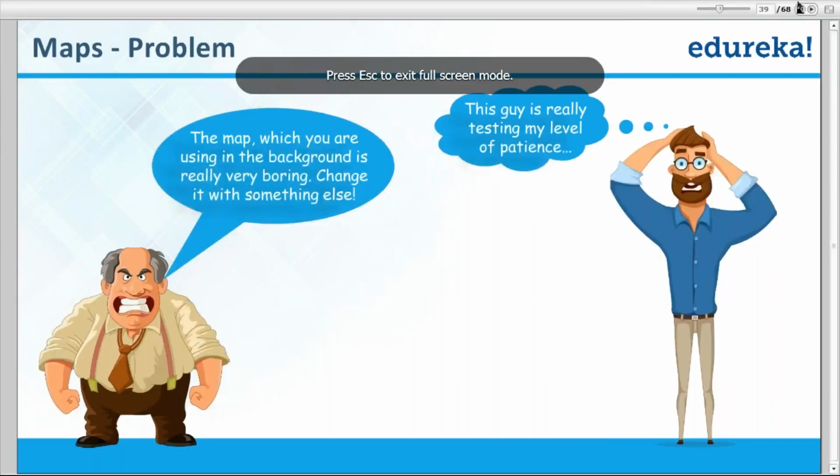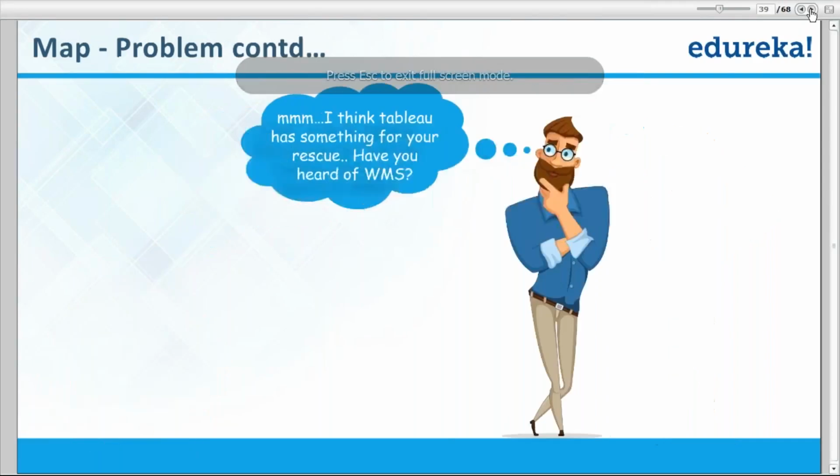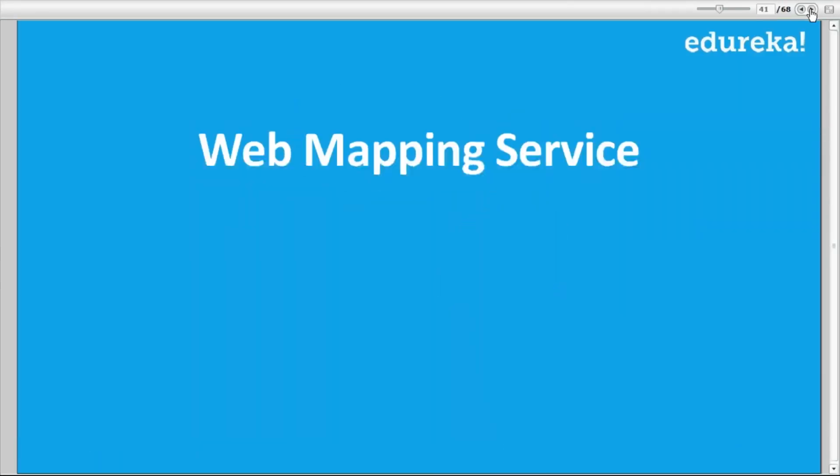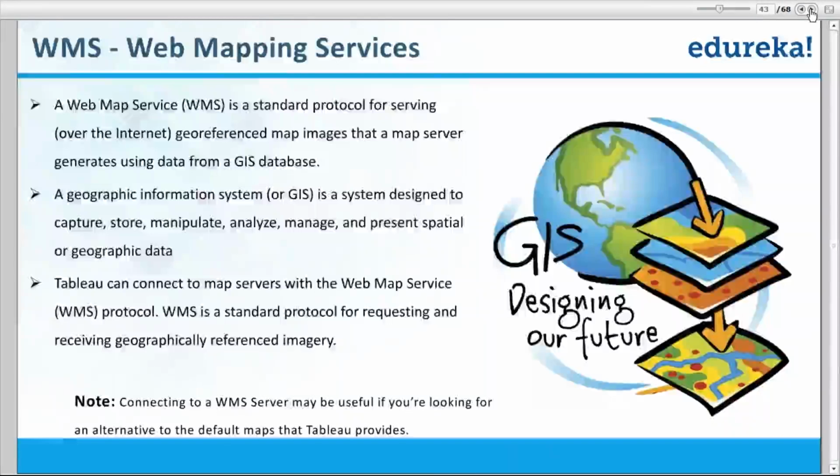Okay, friends. So now we are done with these background maps. We'll just see what are the things that they have. So, web mapping service. A web mapping service is a standard protocol for serving over the internet all geo-referenced mapping images. For any maps, there are various mapping service providers. In order to use a particular map, we need to make use of those mapping service providers, so that the mapping service provider is being used for your Tableau.